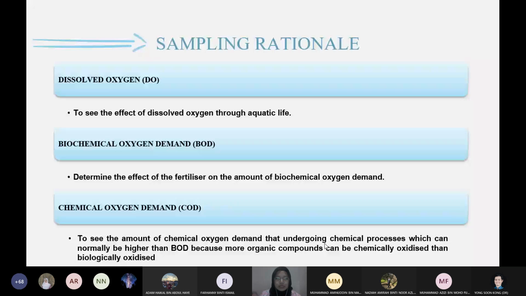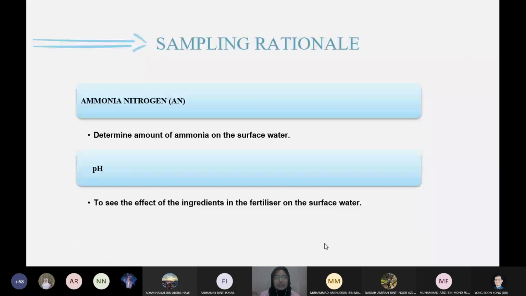Next slide. So in this slide, it shows the rationale including all these parameters where DO to assess the effect of dissolved oxygen through aquatic life, BOD to determine the effect of the fertilizer on the amount of biochemical oxygen demand, COD to see the amount of chemical oxygen demand that undergoing chemical processes, AN determine the amount of ammonia on the surface water, pH to see the effect of the ingredients in the fertilizer on the surface water. Next slide, please.